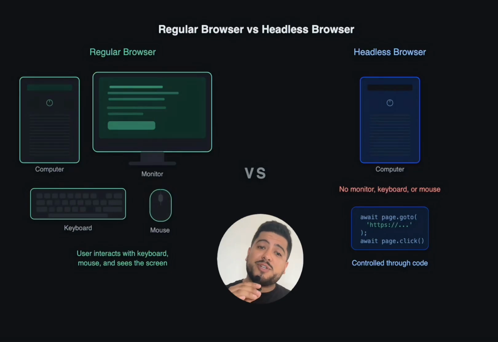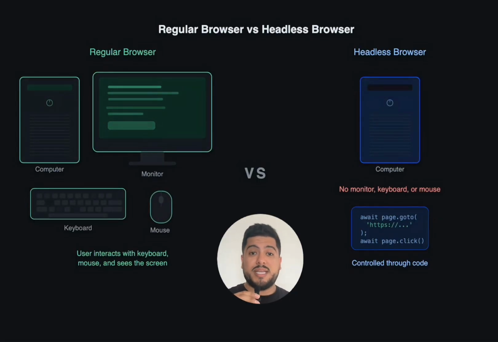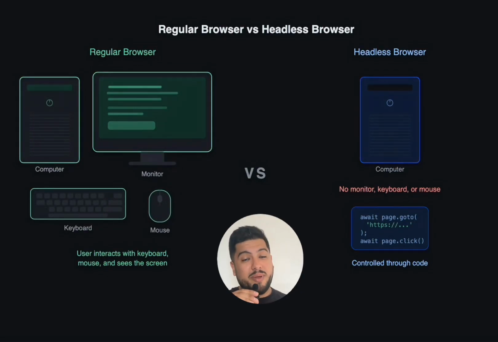Well, a headless browser is a fully functional web browser that doesn't need a monitor. Think about everything your browser does when you visit a website. It fetches and parses HTML, executes JavaScript, it can store cookies, handle network requests, and it manages sessions. Well, a headless browser does all of that. The only thing it doesn't do is render pixels to a screen.